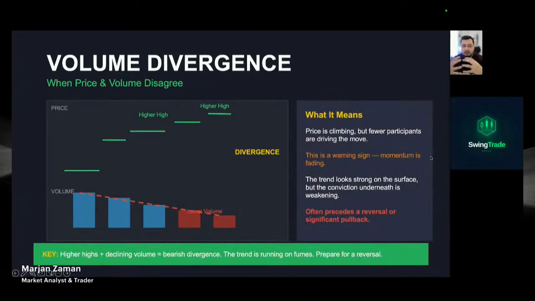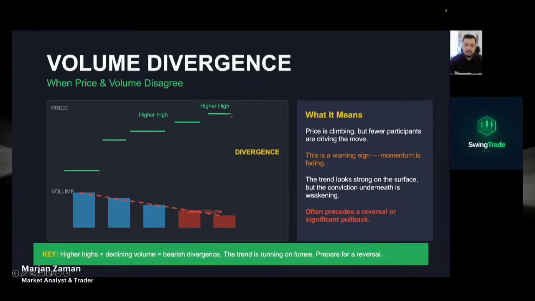So we want to also be able to see volume divergence, which is when the price is going higher with small displacement candles, but the volume is going down. That's telling you that potentially there is going to be a reversal or that there is some weakness happening. So this can help you position for potentially setting a stop loss once the volume starts to dry up as you're going higher.